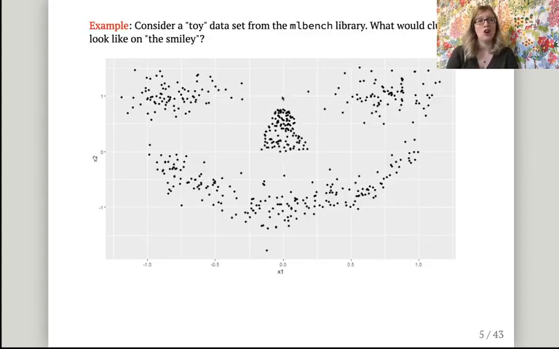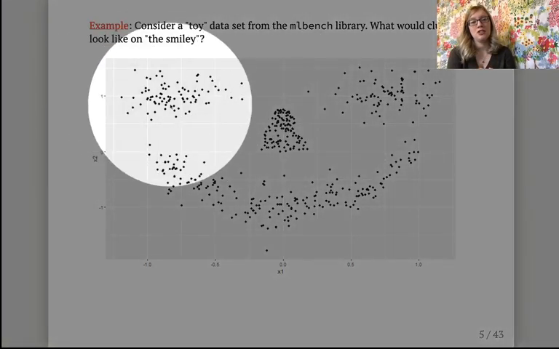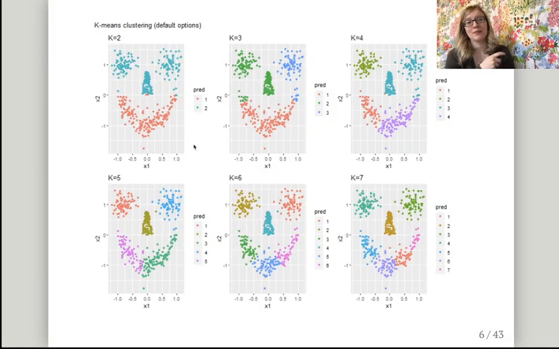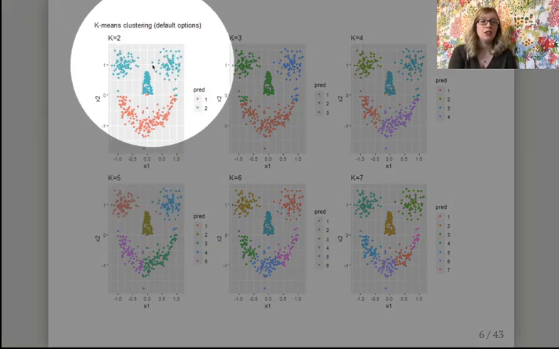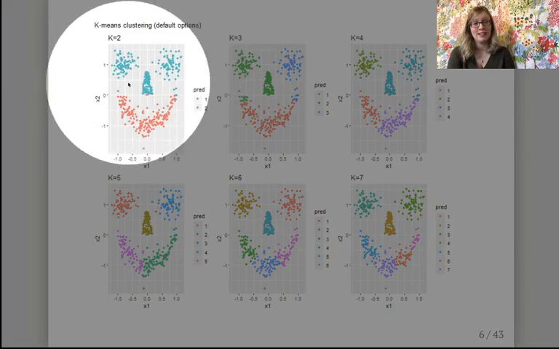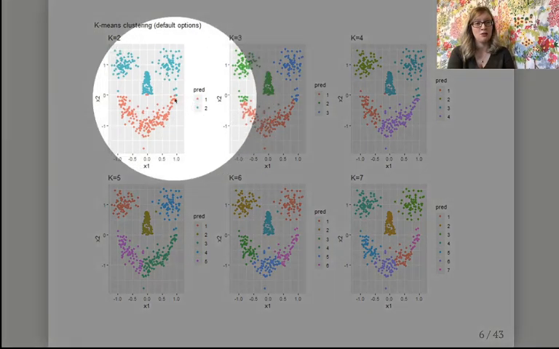This data set is called the Smiley data set. It comes from the mlbench library. There's actually a function in that library to simulate data that looks like this beautiful smiley face. So we've got two eyes, a triangle nose, and then a mouth in our smiley. What I want to show you here is how k-means clustering performs using the default options with different levels of k. Looking at k equals 2, for example, we're going to collect the data up into two groups. Looks like the eyes and nose primarily make one cluster, the mouth makes another.